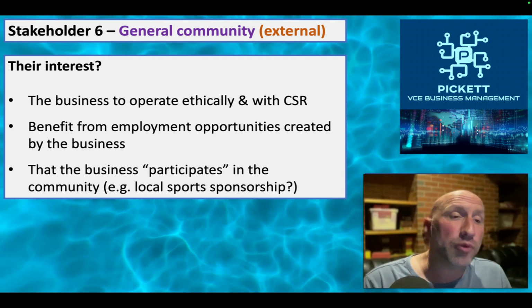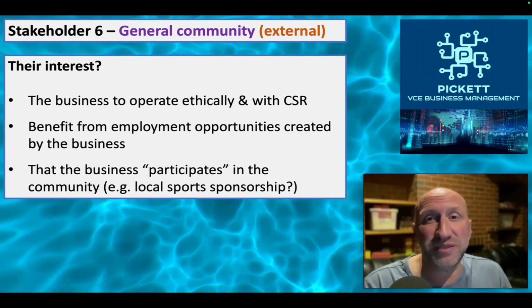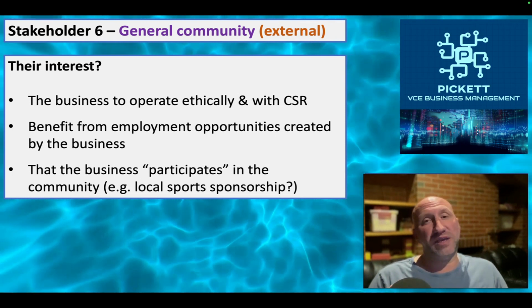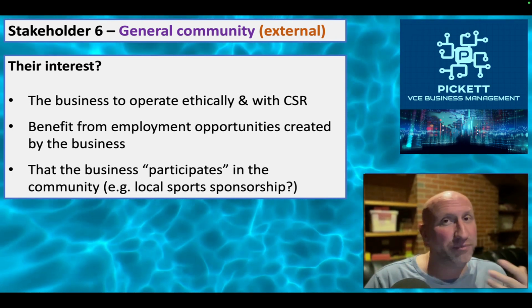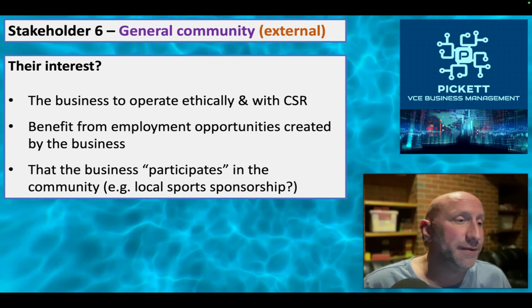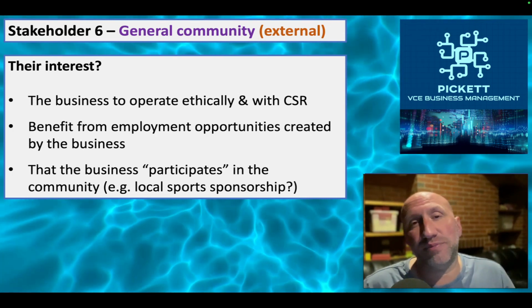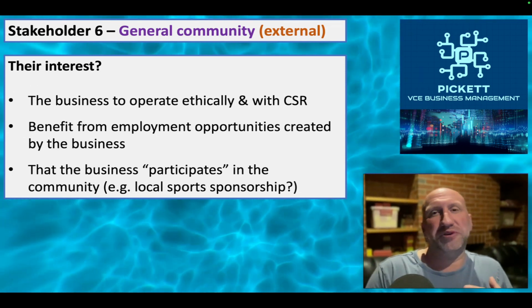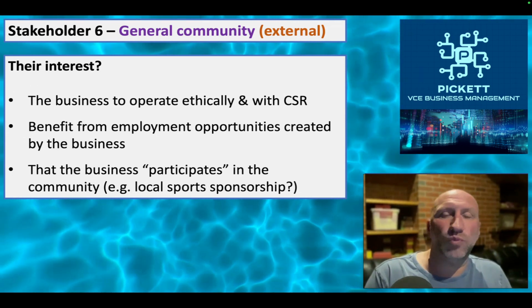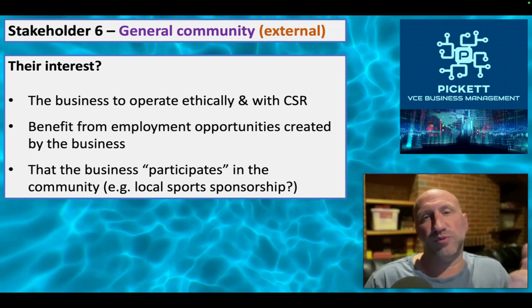They also benefit from the employment opportunities created by the business. So if you have a business operating in a community, obviously that's a source of employment for that community. So that's something that they would be interested in maintaining. And also perhaps that the business participates in the community, gets involved with the community. For example, one way to do that is through local sports sponsorship.